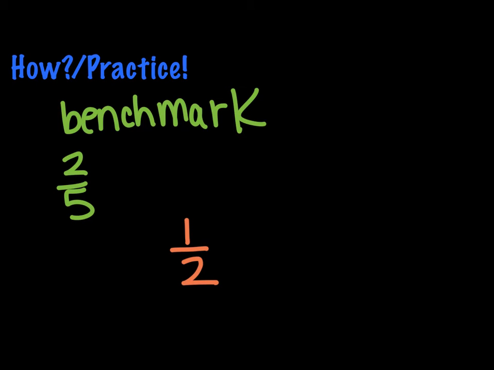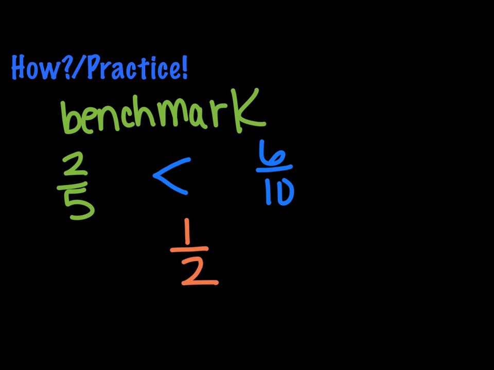And then 6/10 would have been somewhere over here on a number line. So if we were using 1/2 as a benchmark, then we would know that 2/5 is less than 6/10 because we know 6/10 is larger than 1/2. So that's just another method that we can use.